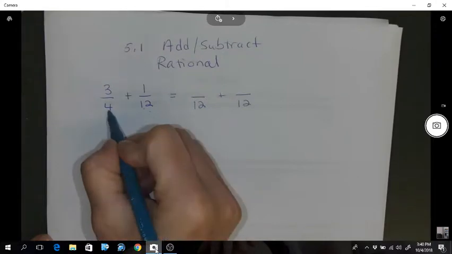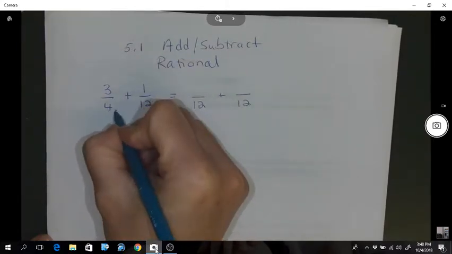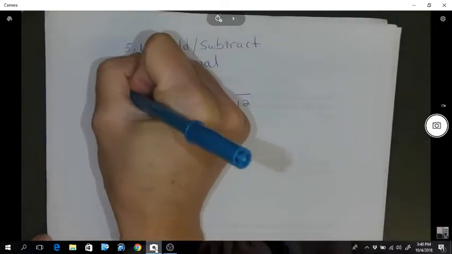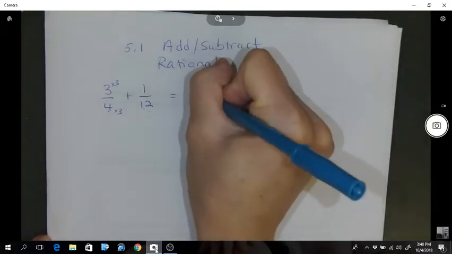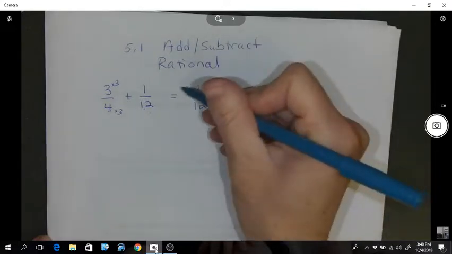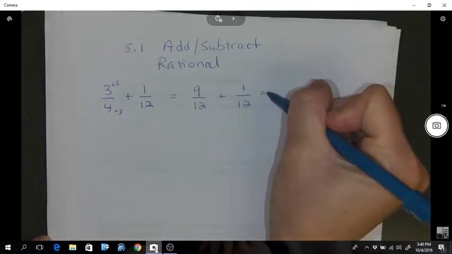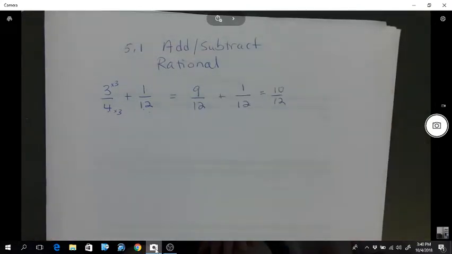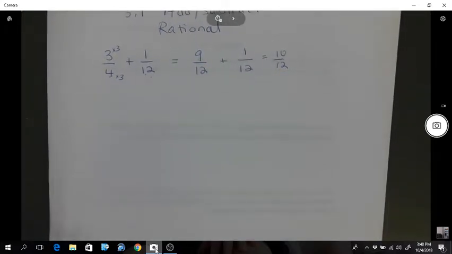Okay, so I asked myself, how did I change this 4 to 12? I multiplied by 3, so I also have to multiply the numerator by 3. The 12 is the same, so I do nothing, so I keep that as a 1, and I get 10 over 12. So you need to keep that in the back of your mind when we're doing this lesson.